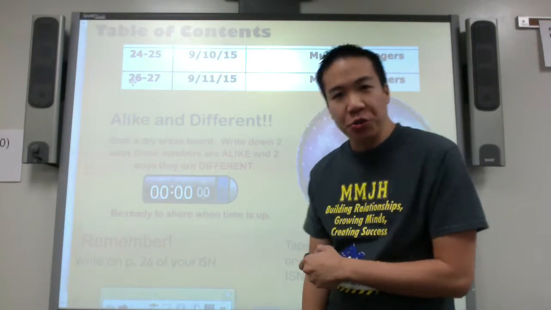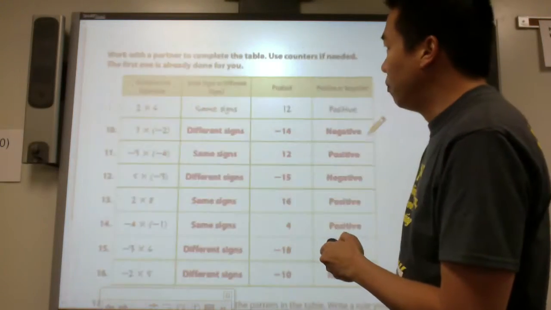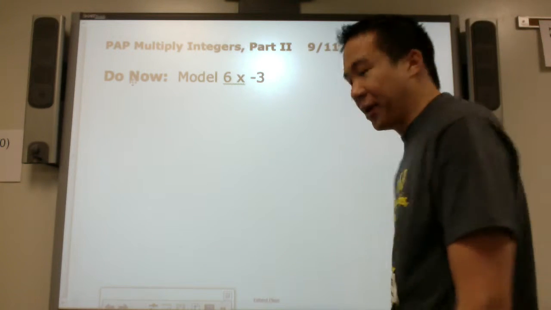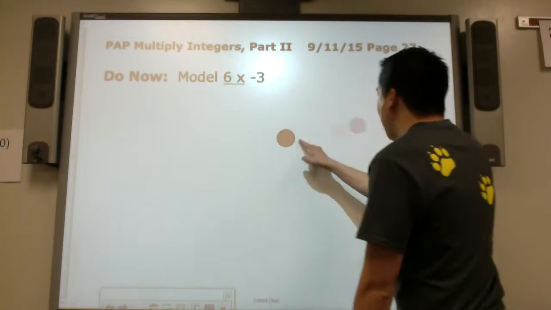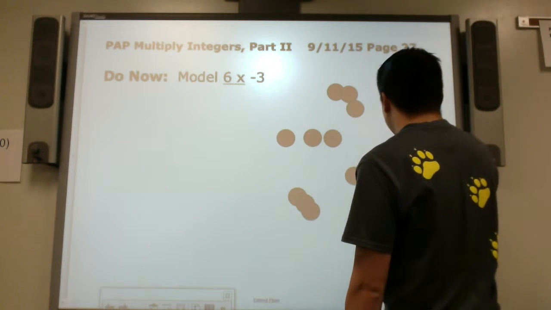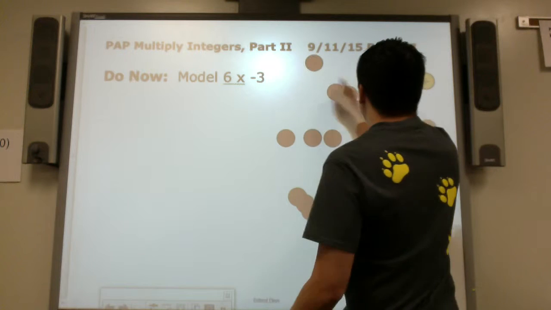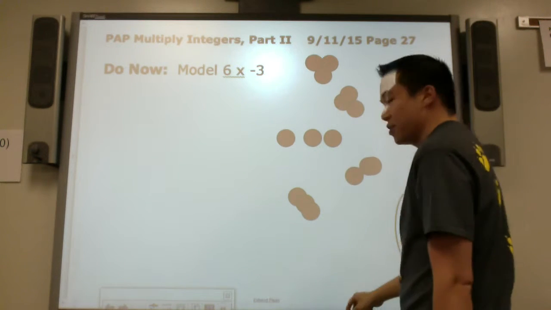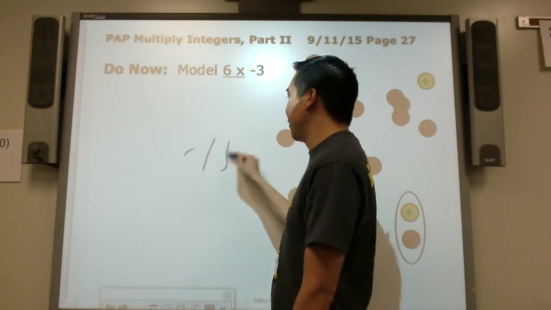Multiply Integers, Part 2. Model 6 times negative 3. That means 6 groups of negative 3. 4 groups, 5 groups, 6 groups. What do you have? 6 groups of negative 3 is negative 18.